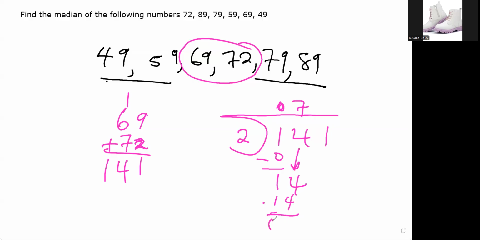Then I bring down the 1. And 2 into 1 can't, so I put down the 0. Then I subtract the 0 from the 1, which I got 1. So there will be a remainder of 1.